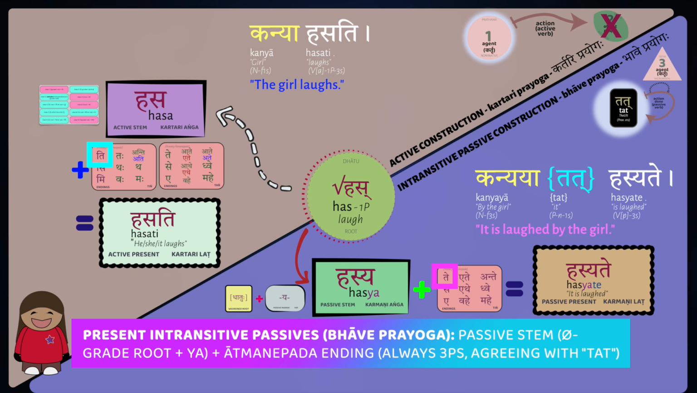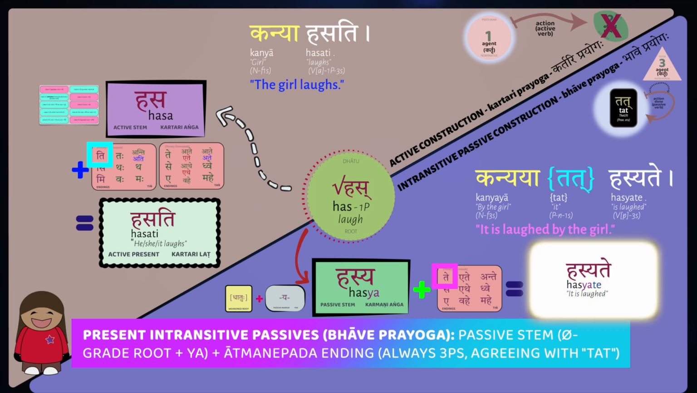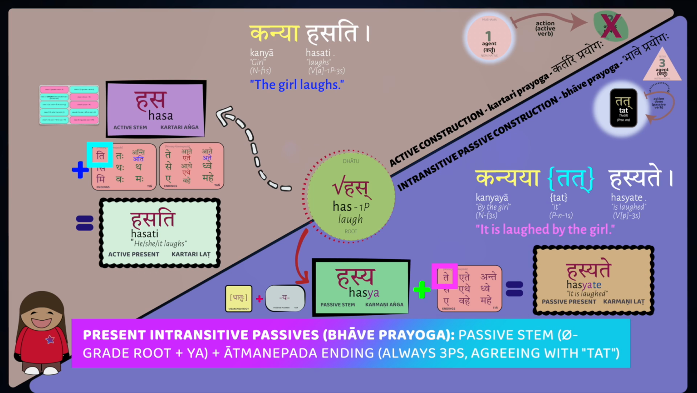Kanyaya. The verb itself forms in a very straightforward manner. We'll take the verb root has, laugh. It's a first class parasmaipada root, but it doesn't matter what class it's in. You add ya, and you get your present passive stem, hasya. Now you conjugate it in the third person singular. You add the ending te, and you get hasyate. So the sentence is kanyaya hasyate. It's being laughed by the girl. The girl is laughing.